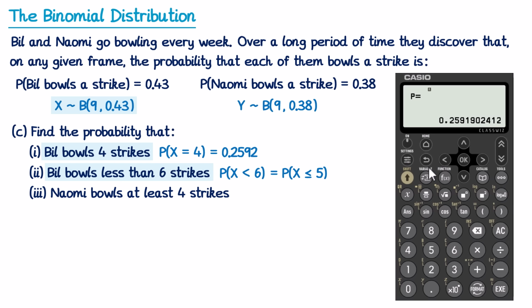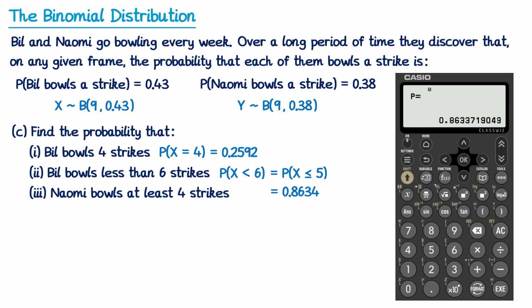This time we need to use Binomial CD, so let's go back and enter that mode. We want variable, and the number for x needs to change to a 5. So we'll press OK and go down and execute this, and we get this answer here, so 0.8634.